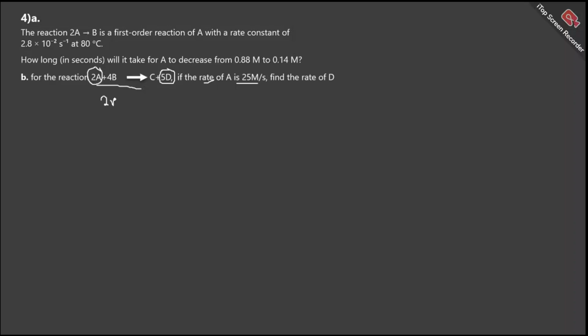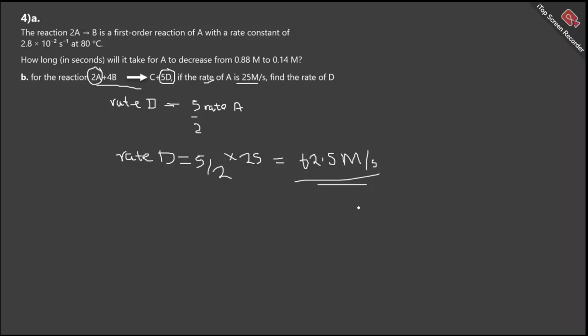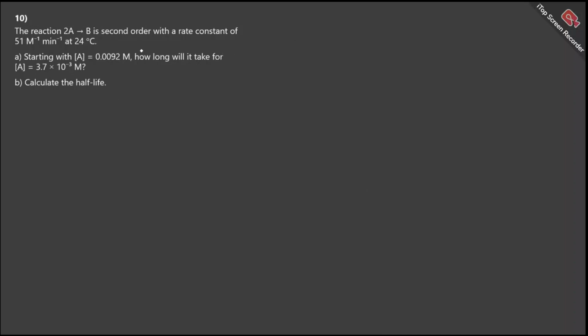You'll say 2, that is the coefficient of A, then rate D is equal to 5 rate A. You are finding the rate of D, so you're going to make D the subject by dividing by 2, which is going to be 5 divided by 2 rate of A. Then when you substitute rate of A, which is 25, what are you going to get? Okay, so you should get 62.5 molar per second. Very simple.